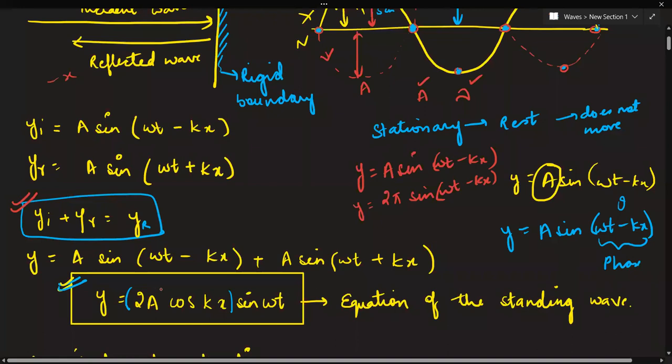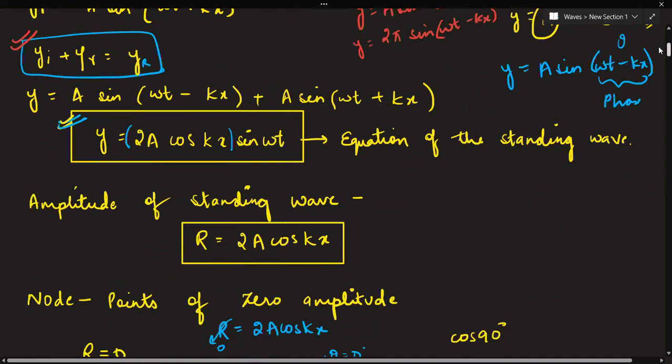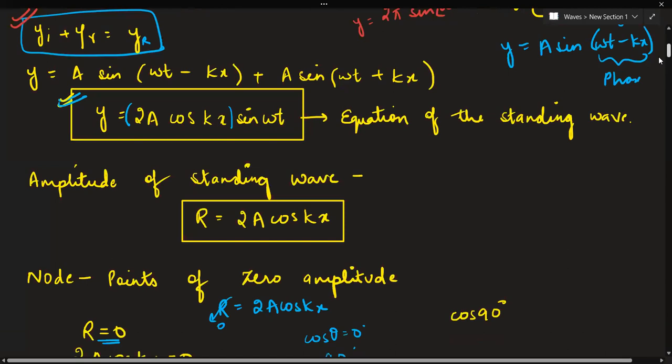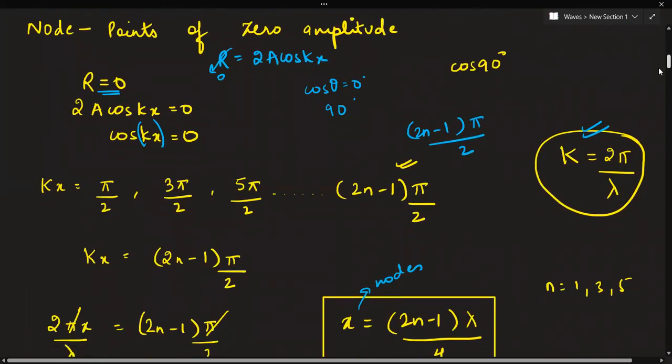The amplitude comes before the sine. So it should be all the terms that come before it, not kx only. That will be 2a cos kx. So the amplitude of the standing wave becomes simply 2a cos kx. Clear? And nodes and antinodes, I've told you, are points of zero displacement and maximum displacement.